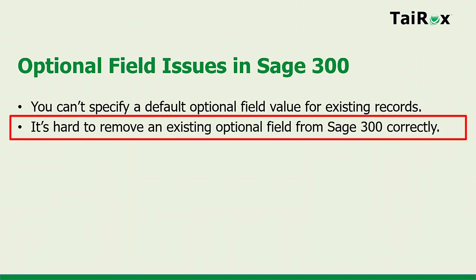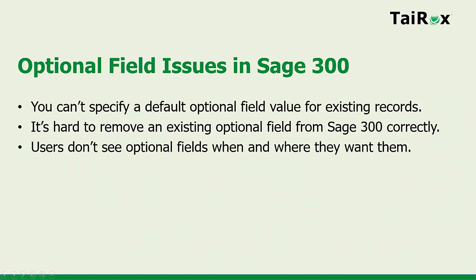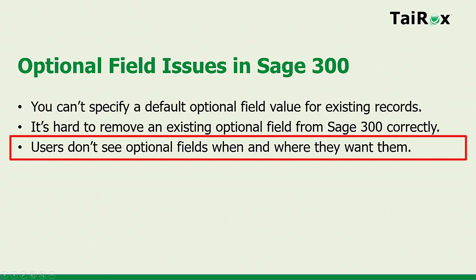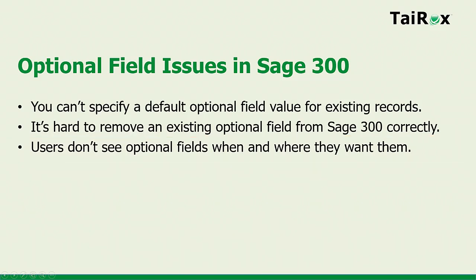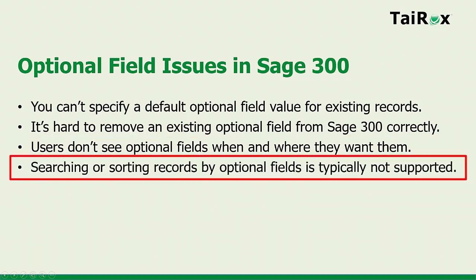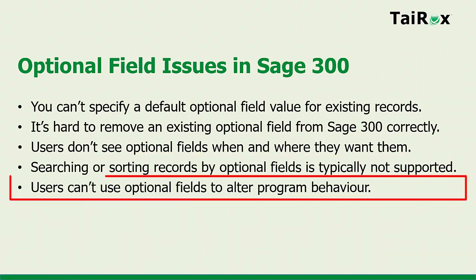It's hard to remove an existing optional field from Sage 300 correctly. Users don't see optional fields when and where they want them. They have to navigate to a different screen, tab, or pop-up to see them. Searching or sorting records by an optional field is typically not supported. And users can't use optional fields to alter program behavior.